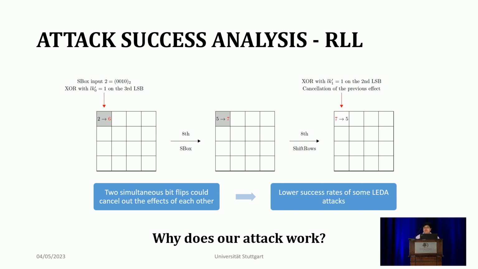On the other hand, two such simultaneous bit flips could cancel out the effects of each other. As you can see here, an error generated due to an incorrect locking key bit LK0 prime at the input of an S box can later be canceled out by another error generated because of another incorrect locking key bit, LK1 prime. This effect of canceling out can explain the lower success rate that we observed for LEDA attacks using random logic locking.